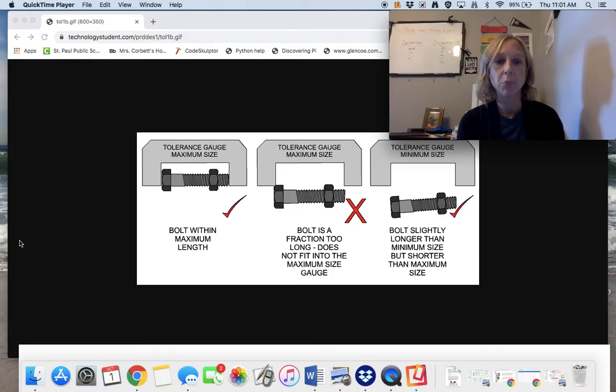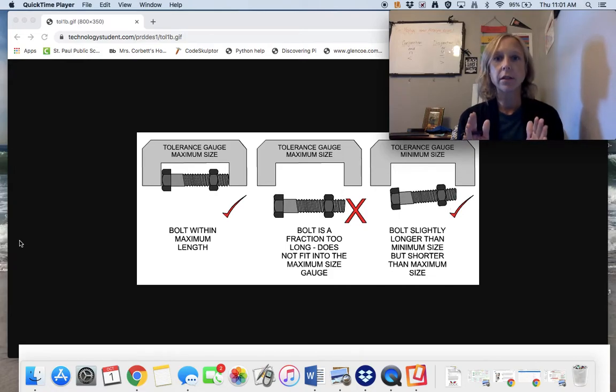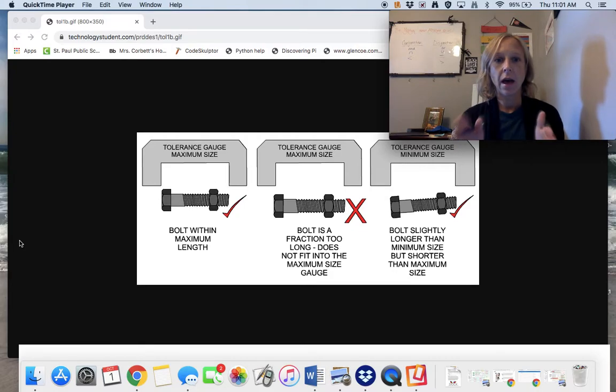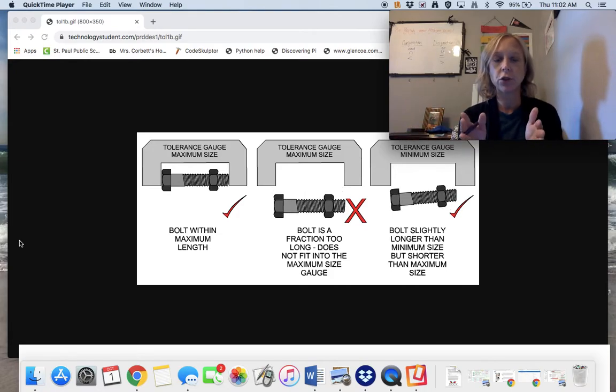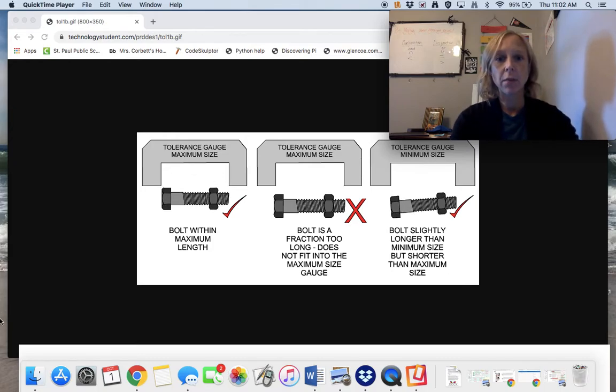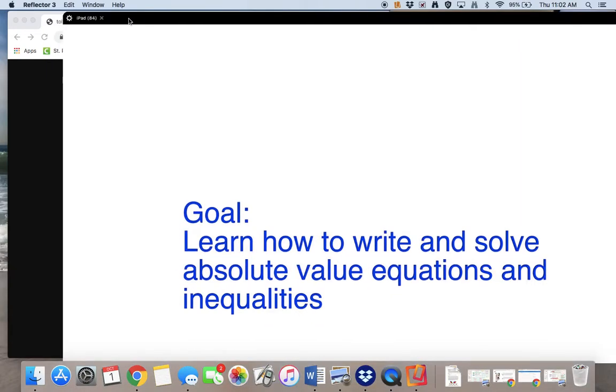If you see that bolt, there is a tolerance allowed for that bolt. It needs to be able to slide into whatever fixture that is. But if it's too long, it won't fit. And if it's too loose, it'll fall right out. And so that's a place that we apply absolute values in the real world and where you would see them.